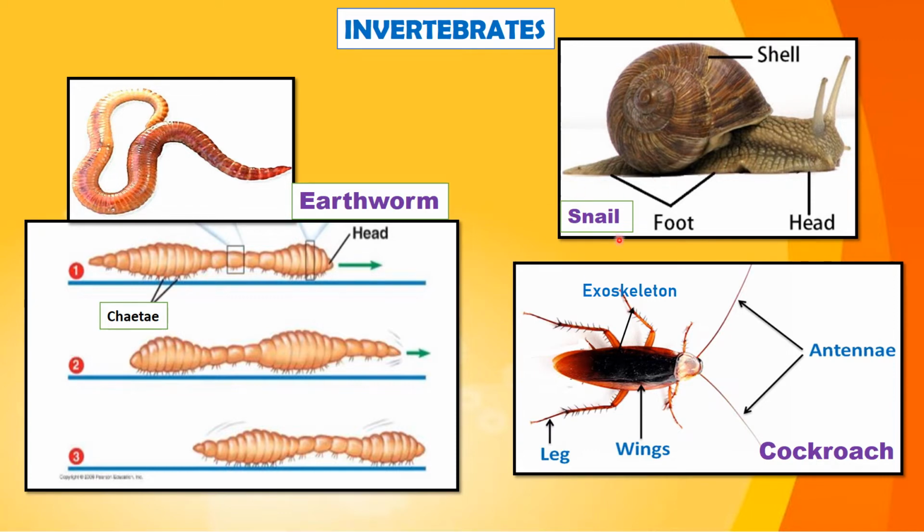Next is snail. Snails have a muscular foot which helps them to move. It gives out mucus which makes the surface of the ground a little slippery. Next is cockroach. Cockroach is an insect which has three pairs of legs with which it can run around, and two pairs of wings which help it to fly. Its body is covered by an exoskeleton which is fragmented, and that allows movement.